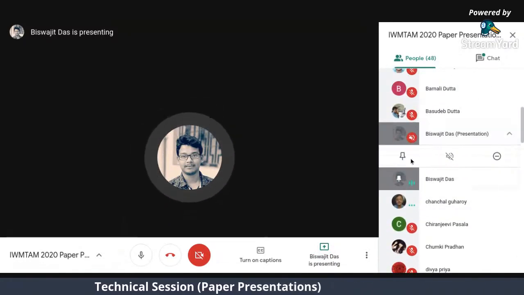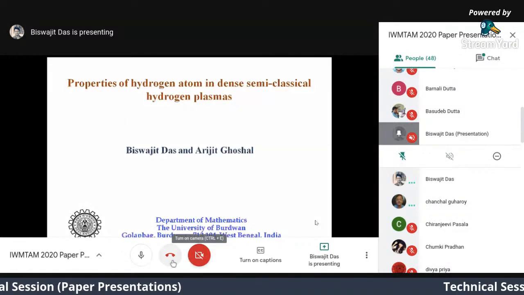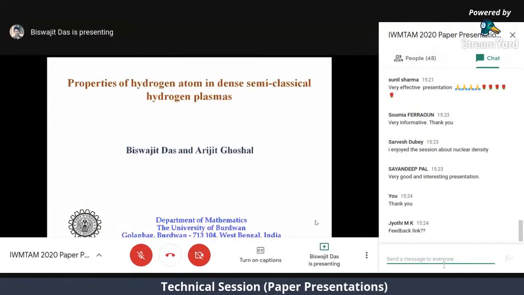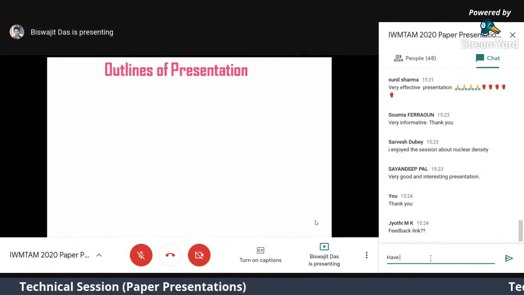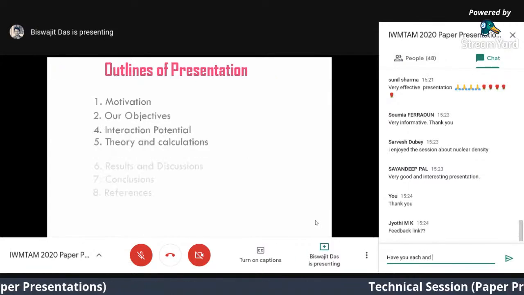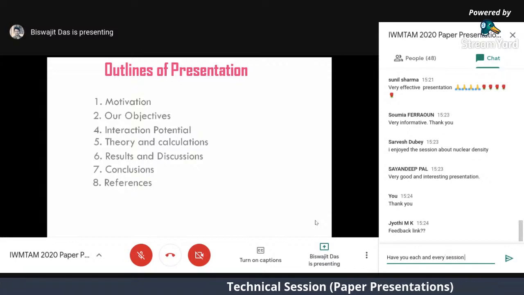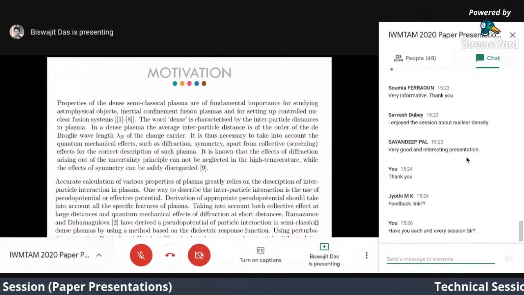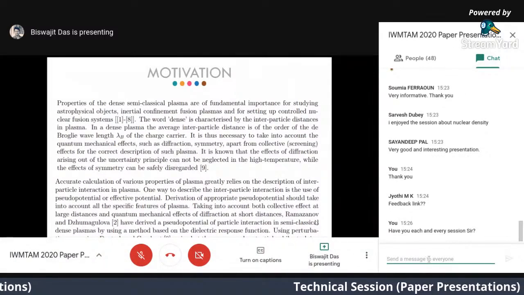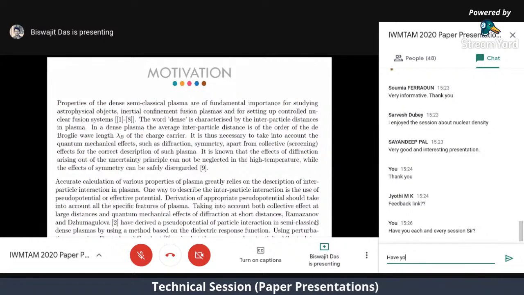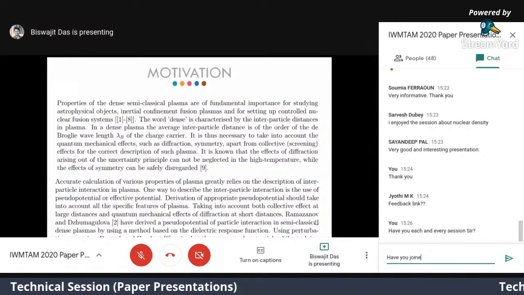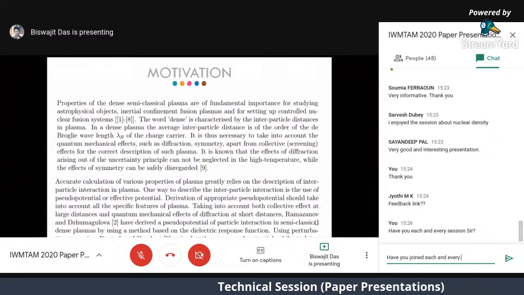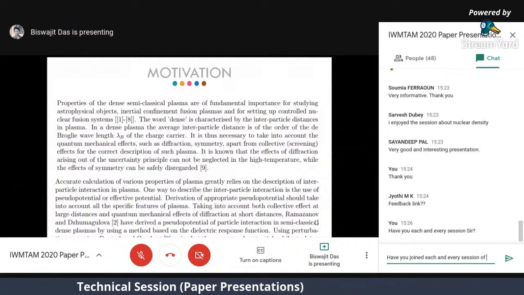Now I am going to present my presentation entitled Properties of Hydrogen Atom in Dense Semi-Classical Hydrogen Plasma. These are the outlines of my presentation. Now I briefly discuss the motivation of this work. Properties of dense semi-classical plasma are of fundamental importance for studying astrophysical objects, inertial confinement fusion plasmas, and for setting up controlled nuclear fusion system.